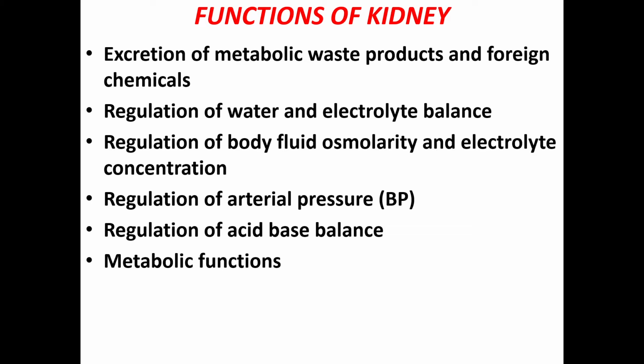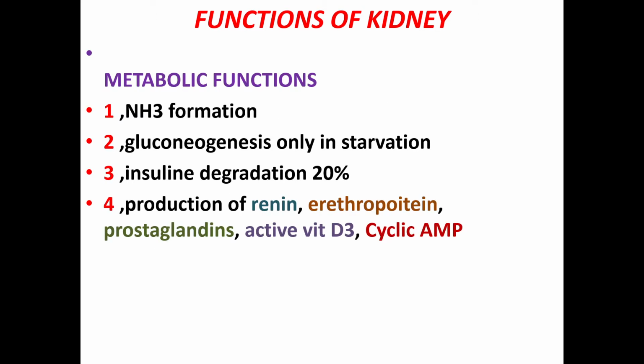Then the metabolic functions of the kidney. What are those? The formation of ammonia. We will study this in the chapter on acid-base balance, as to how ammonia is formed by the kidneys. Then gluconeogenesis, that means formation of glucose from sources other than carbohydrates. This function is also performed by the kidney, but only during starvation. And then insulin degradation, that is, 20% of the insulin which is produced by your pancreatic beta cells is degraded through the kidneys.